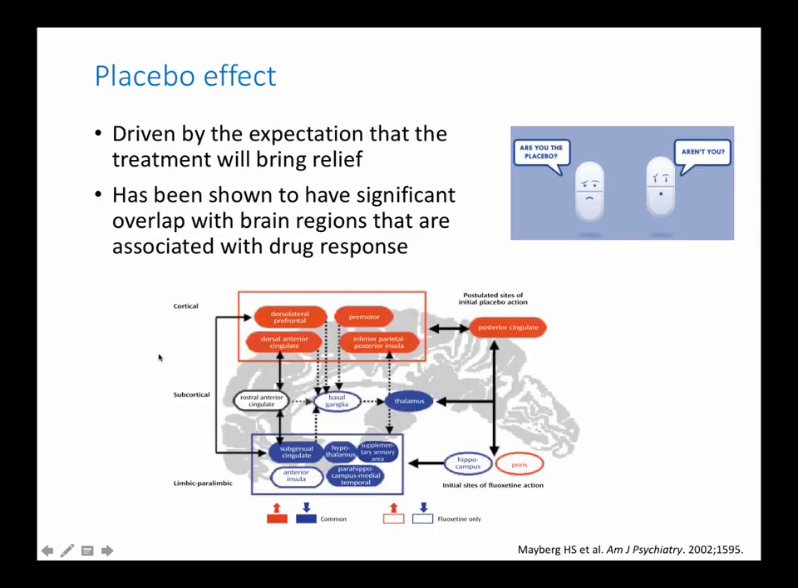So if we start with the placebo effect, I think it's pretty well known what that is. It's driven by the expectation that you're actually going to get a treatment. And it's actually pretty interesting. Historically, this was found, I think, in World War I or World War II. I can't remember exactly when morphine was actually used in the field.